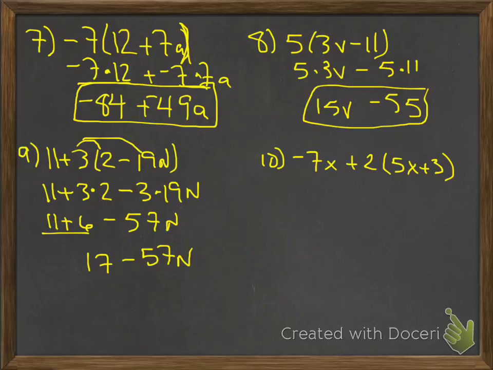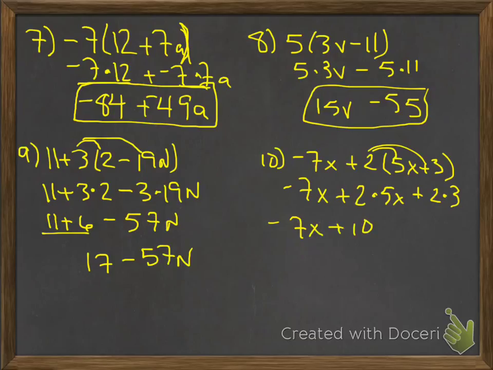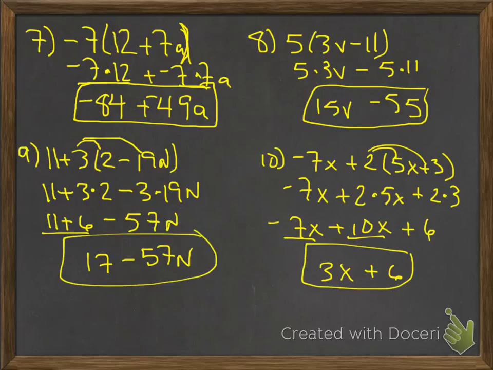Okay, over here I'm saying negative 7x plus 2 times 5x, and then I'm saying 2 times 3. So remember, again, you got to give the number on the outside to both things on the inside. So here I have negative 7x plus 10x plus 6. Combine these like terms. They subtract because one's positive, one's negative, and you get 3x plus 6. And you're done. Okay, so hopefully y'all don't have any questions on those, but these are the types of answers that you should be getting.